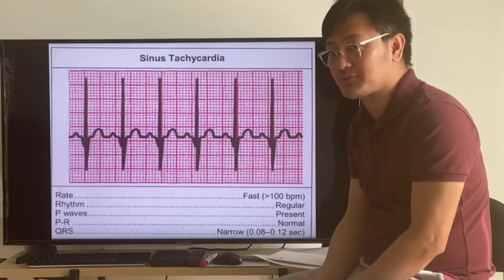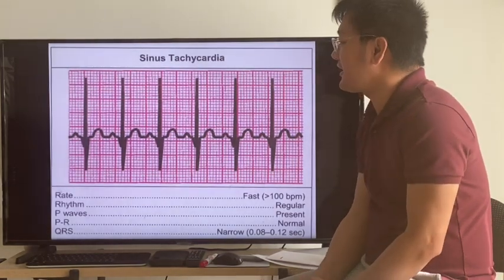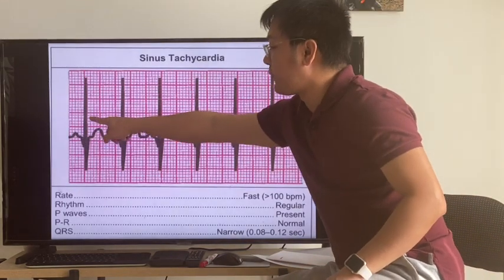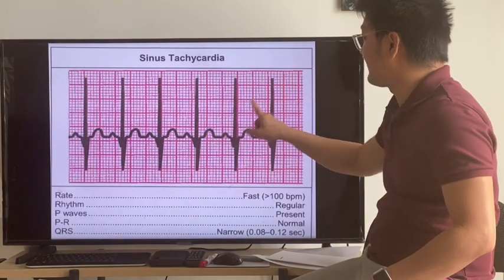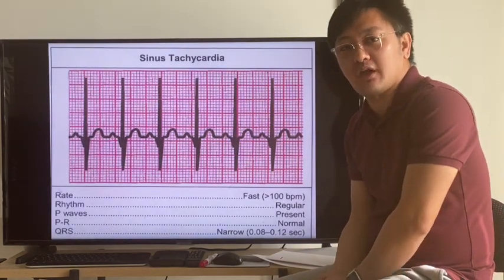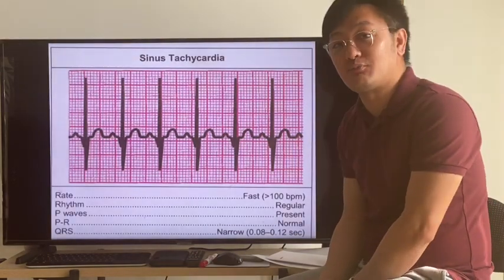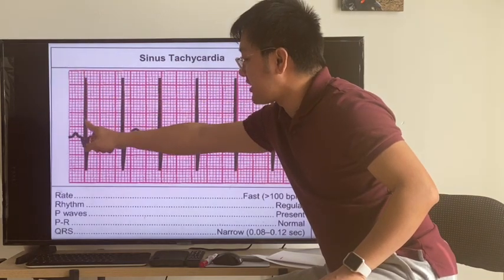Next, check the heart rate. Let's use the 6 magic numbers. Look for an R wave that falls directly on a dark line. This is R wave number 1, R wave number 2, number 3, number 4, number 5, number 6. What R wave do you think falls directly on a dark line? We can use R wave number 1, right? So R wave number 1 falls directly on a dark line.